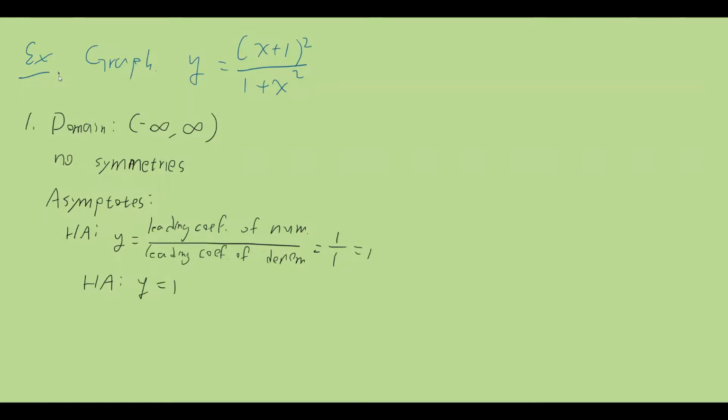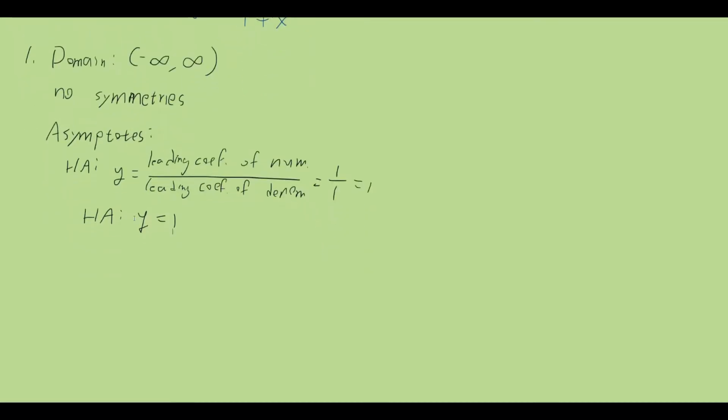Now, there is no vertical asymptote because we don't have anything that will give us 0 in the denominator. All right, and that's the first part. We have some information: the domain is all real numbers, and we do have a horizontal asymptote y = 1. Step 2, we need to find critical points, or y prime and y double prime.